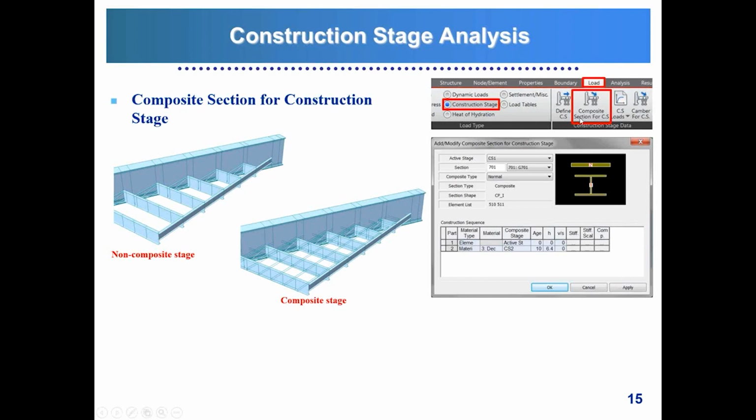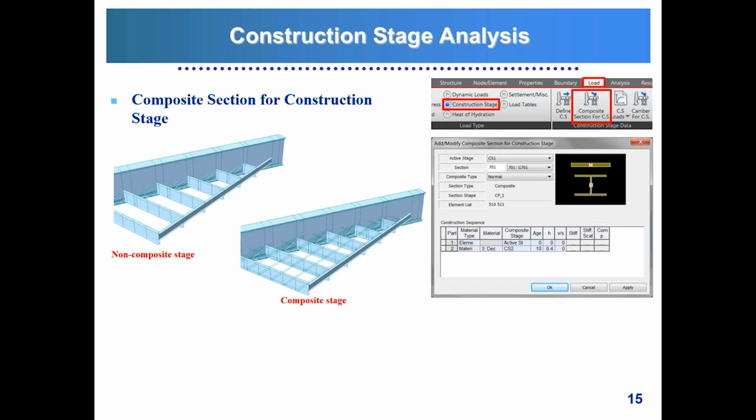So to define the composite section for construction stage, and then determine when we want that section to be non-composite and when we want it to be composite, we have to create a composite section for construction stage. And basically here, what we do is we select at which stage the steel becomes active, and at which stage our concrete becomes active.